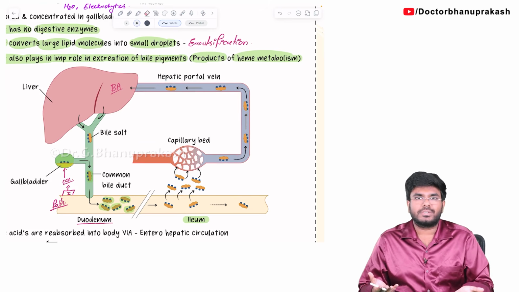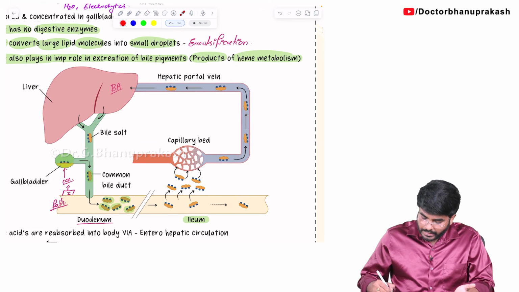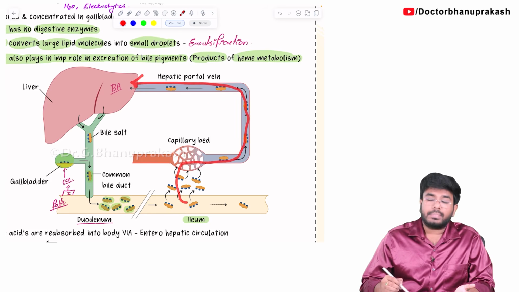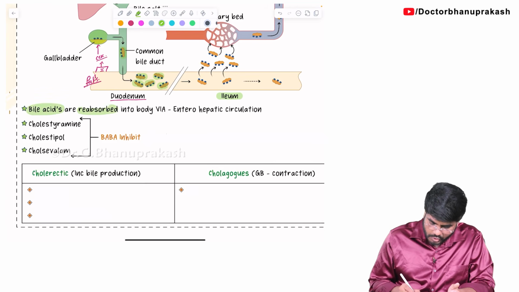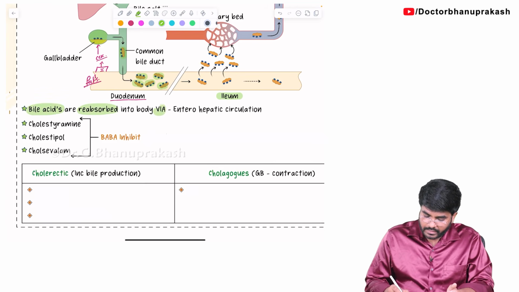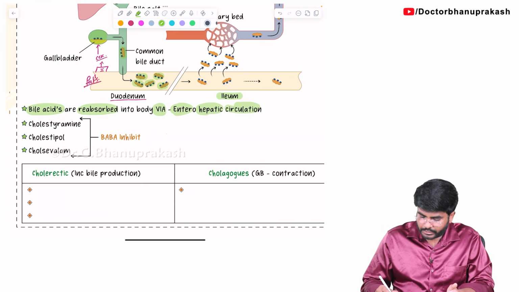This is nothing but the portal circulation, guys. So there is enterohepatic reuptake of the bile acids. Okay, fine. So bile acids are reabsorbed. We are not going to lose them. Where? Via enterohepatic circulation.